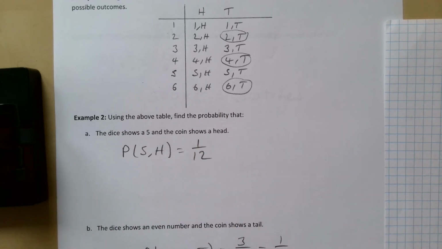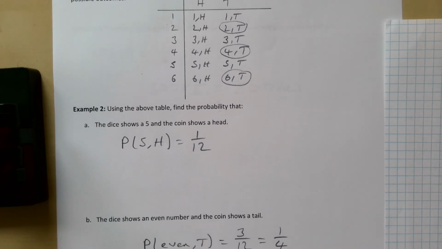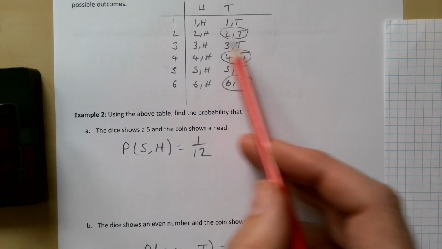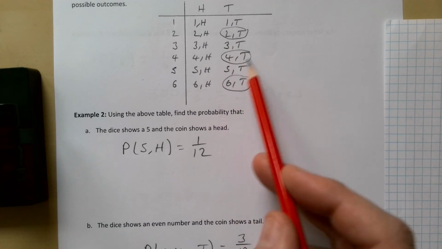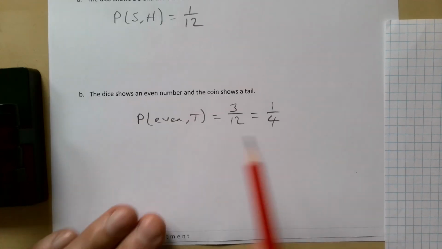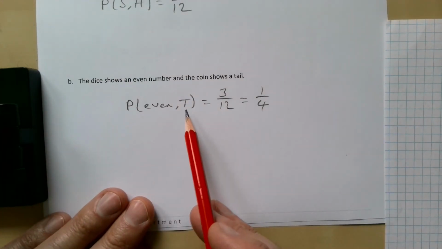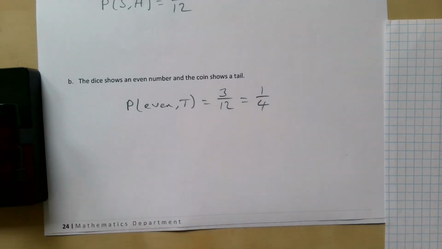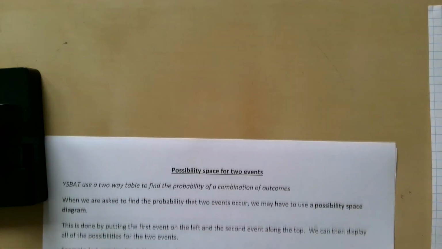What about down the bottom there? A dice shows an even number and the coin shows a tail. So I've circled them here. You can see that 2 and a tail, 4 and a tail, 6 and a tail. So there's 3 different options for even and a tail. So that's 3 out of 12, which then gives us a quarter.